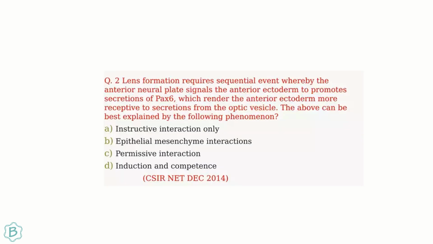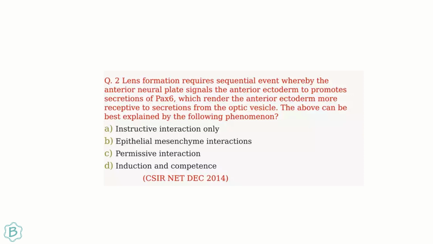This is a question which we will also read about once we study lens formation, but I am mentioning it here just because I am telling you these terms. Permissive I have already told you. Instructive interaction I have already told. Epithelial mesenchymal interaction is just a type of interaction. Induction and competence I have told.